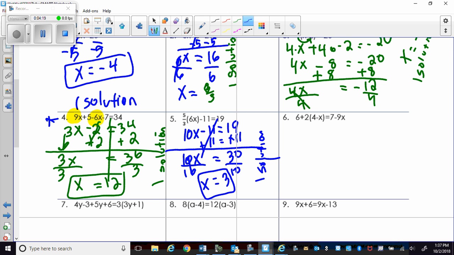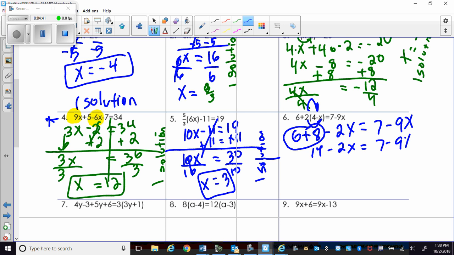Next one, you have to distribute 2 times 4 and 2 times negative x. So I have 6 plus 8 minus 2x equals 7 minus 9x. Combine the like terms. Here's my like terms. 14 minus 2x equals 7 minus 9x. After that, you add 2x to both sides. You get 14 coming down equals 7 minus 7x's.